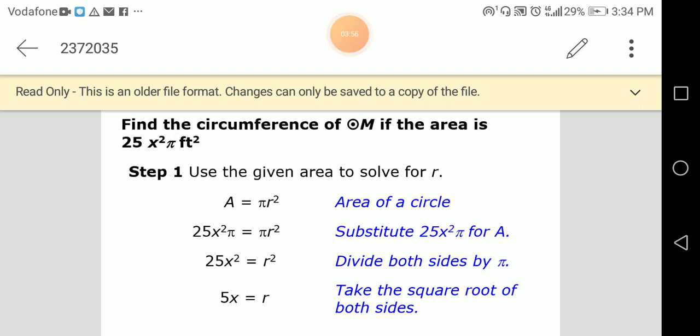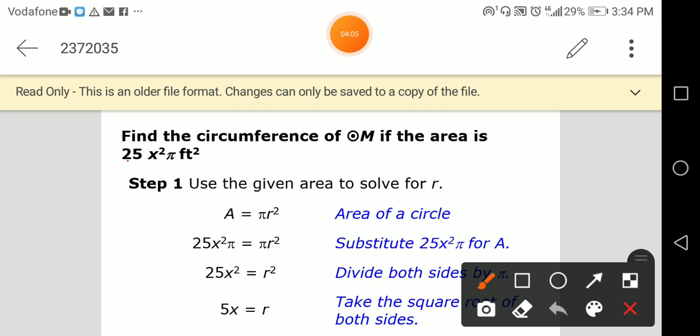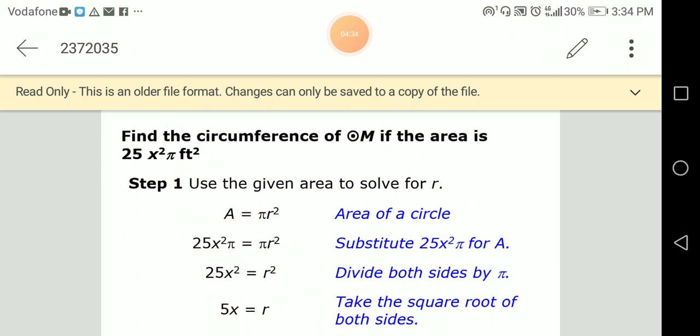We have another example. Find the circumference of circle M if the area is given, also as an expression. So I'm going to write the area rule: area equals pi r to the power 2, or pi r squared. Instead of the area, I will write the expression, and divide both sides by pi. So after dividing both by pi, let's do it together. Divided by pi, divided by pi. You get 25x to the power 2 equals r to the power 2. So I'm going to take the square root of both sides.